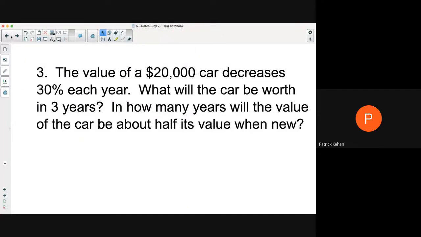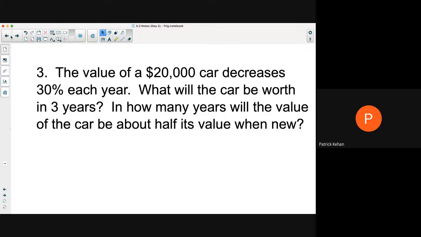All right, this next example is going to ask us to write an equation, approximate the value in 3 years, and then approximate the amount of time it's going to take this car's value to decrease by half. So it's two parts. The question reads: the value of a $20,000 car decreases 30% each year. What will the car be worth in 3 years, and how many years will the value of the car be about half of its value when new?